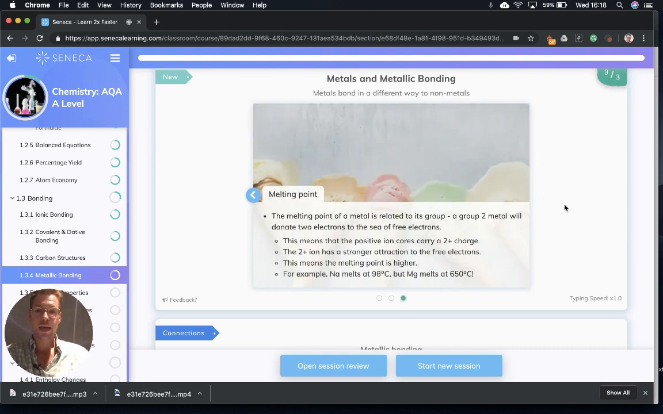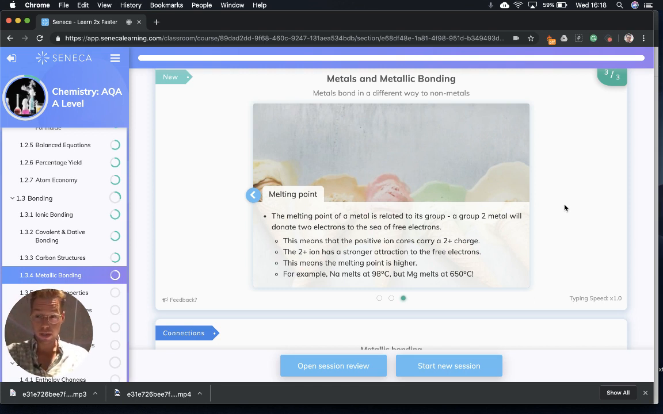Makes sense. The melting point of metals is related to its group. A group 2 metal will donate 2 electrons to the sea of free electrons. This means the positive ion cores carry a 2+ charge. The 2+ ion has a stronger attraction to the free electrons. This means the melting point is higher.